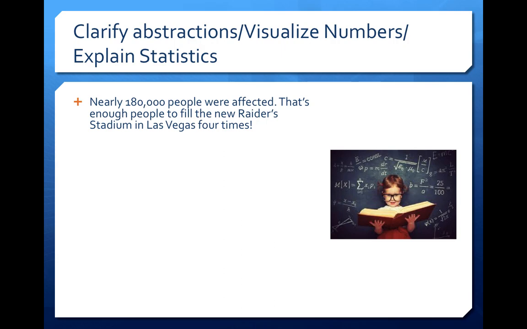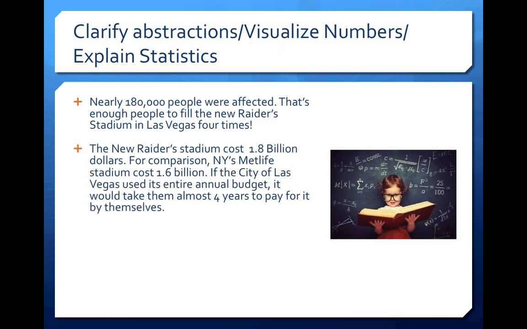If you've seen the new Raiders stadium, of course, as you're driving up the 15, you'll have a frame of reference for understanding 180,000 people. The new Raiders Stadium cost $1.8 billion. For comparison, New York's MetLife Stadium cost $1.6 billion. If the city of Las Vegas used its entire annual budget, it would take them almost 4 years to pay for it by themselves. So offering multiple comparisons there to help my audience understand how much money we're talking about here. A lot.